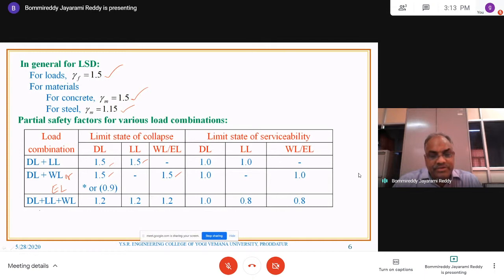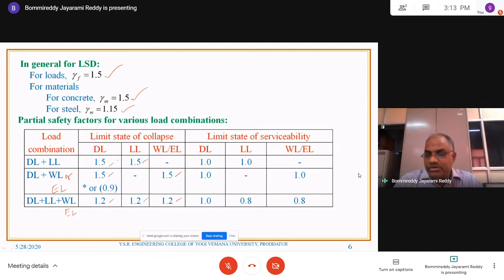And another combination: dead load, wind load, and also live load. Either wind load or earthquake load. Consider only one of these two, whichever is maximum. And when all the three loads are considered, all the three may not always act in full, so it will be reduced to 1.2, 1.2 and 1.2. So you need to remember this 1.2 factor if all the three loads are present.